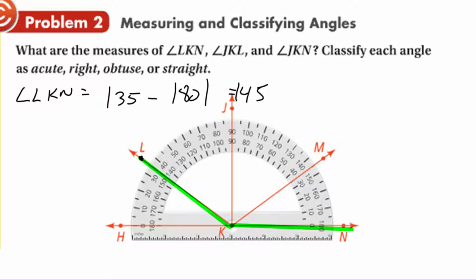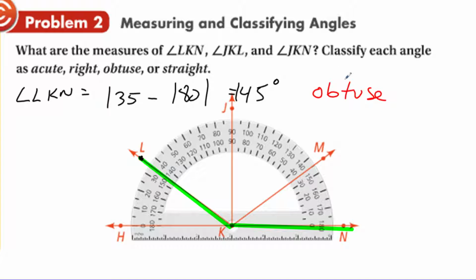Okay, so we'd say that the measure of angle LKN is 145 degrees, and then I'm going to classify that, and we're going to say because it is bigger than 90 degrees, but not equal to 90 or 180. It's just kind of in the space between 90 and 180 that I'm going to call this an obtuse angle.